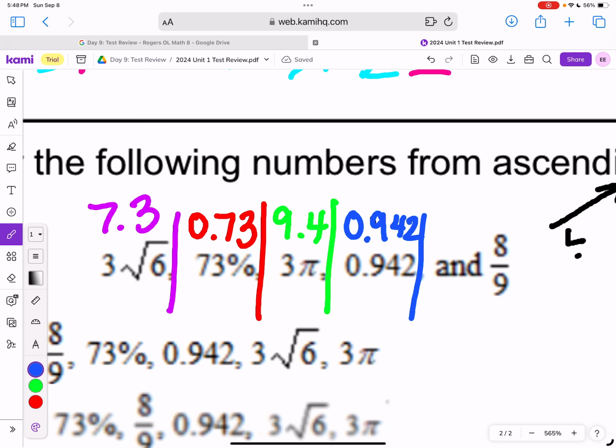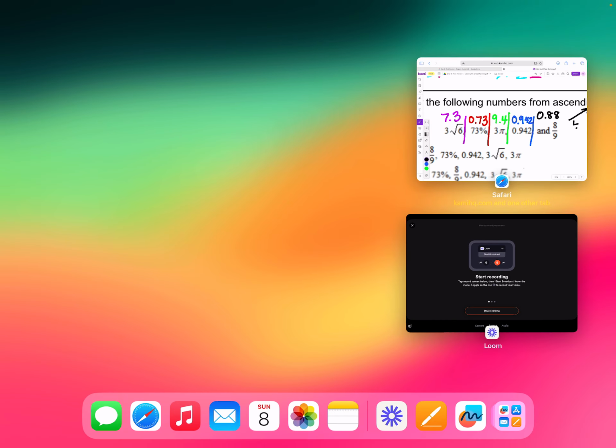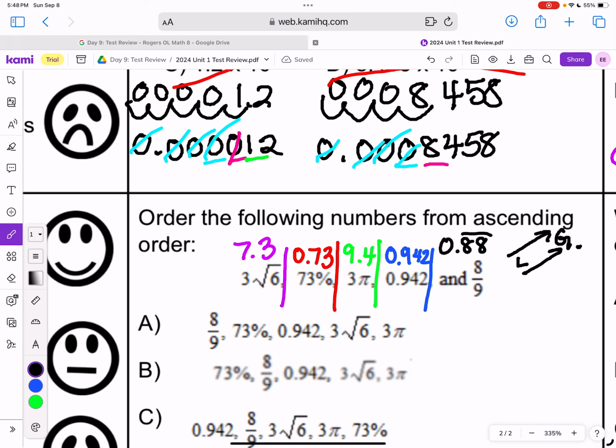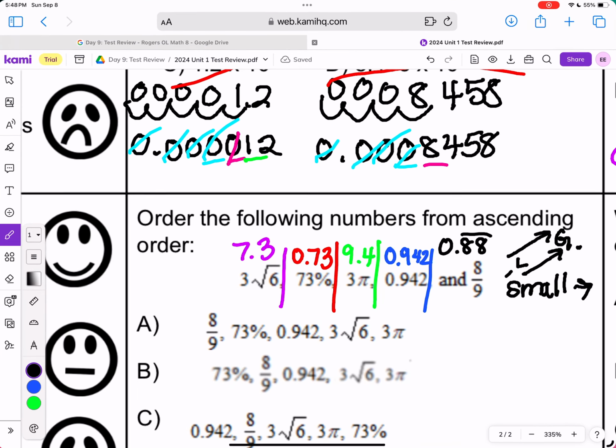So small to big. So first things first, you want to look at the whole numbers, okay? So I'm going to put a star below which has a whole number of 0. So this starts off as 0, this starts off as 0, this starts off as 0. So one of those is going to be the least. Okay? So let's take a look.